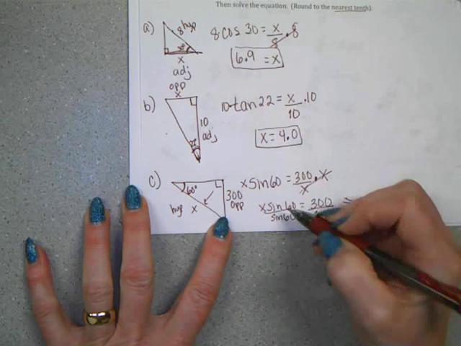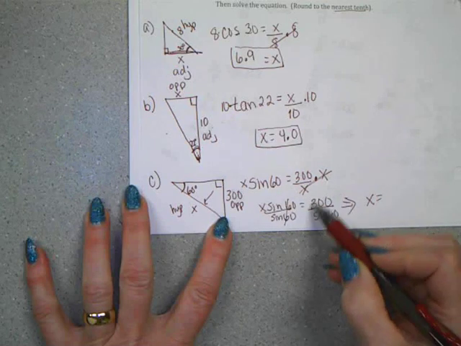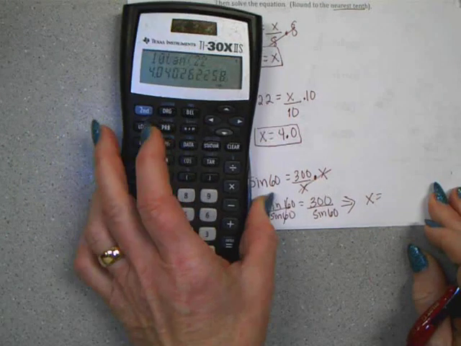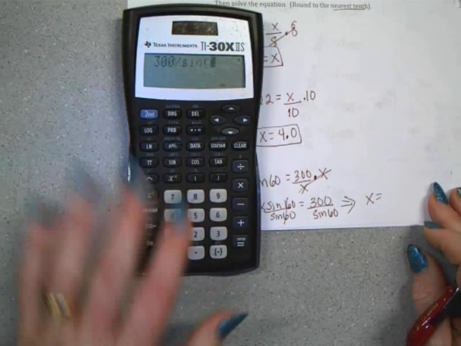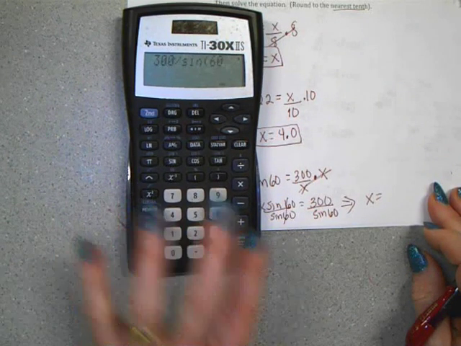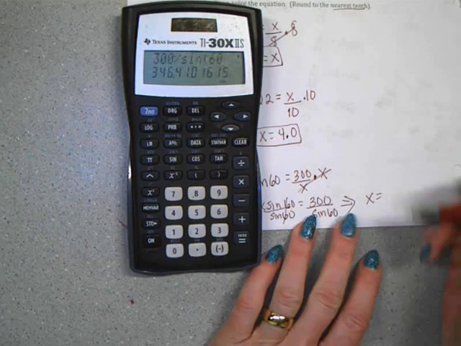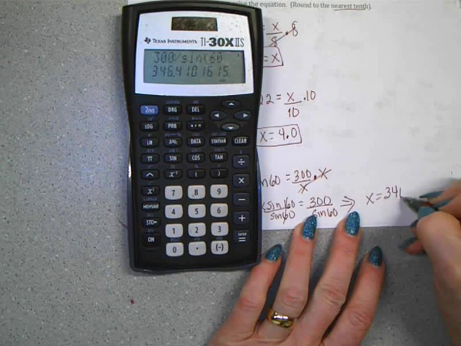So x will equal, these will cross out, and I just need to do this calculation in my calculator. So I'm going to take 300, and I'm going to divide by the sine of 60. Rounded to the nearest tenth, it's 346.4.